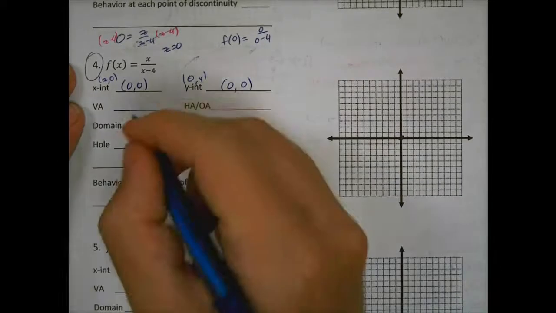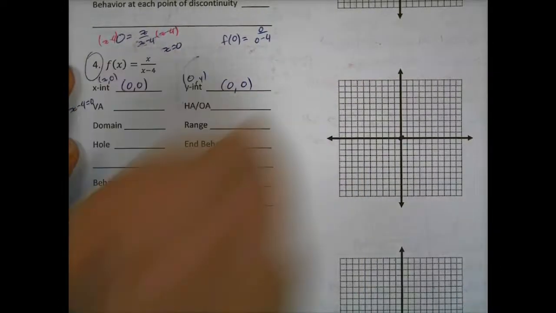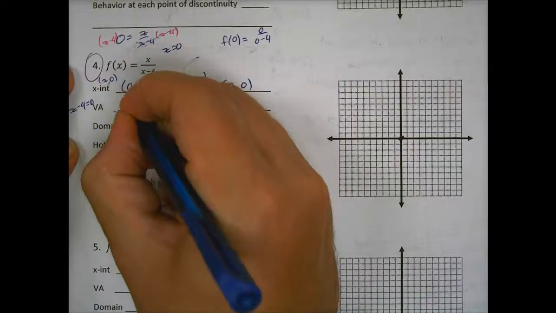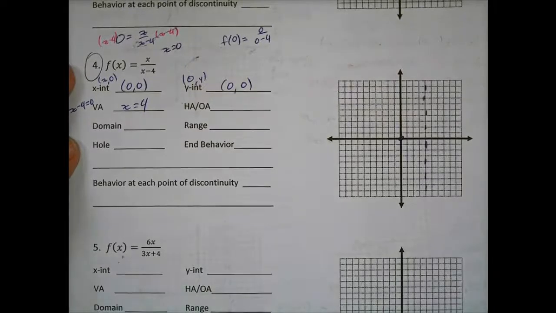Now for vertical asymptote, again, it's when your denominator would be equal to 0, so when x minus 4 would be equal to 0, well, that's when our x value would be 4. So I will have a vertical asymptote at x equals 4.